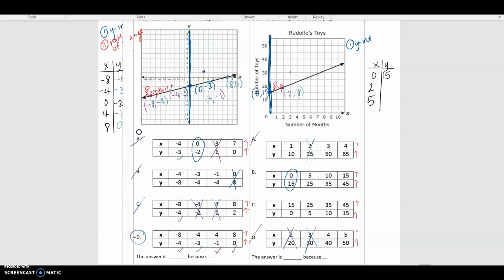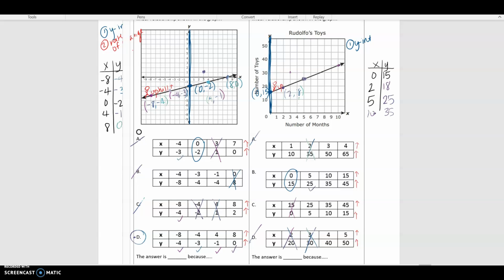So 2 was about 18. Let's look at 5. 5 is at 25. So that looks good. Let's look here, 15, 0. If I went all the way over here, would it be going through here? Well, definitely no. So that one's opposite. Let's look at 10, which is going through at 35.